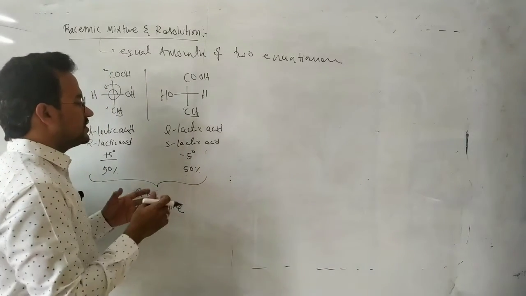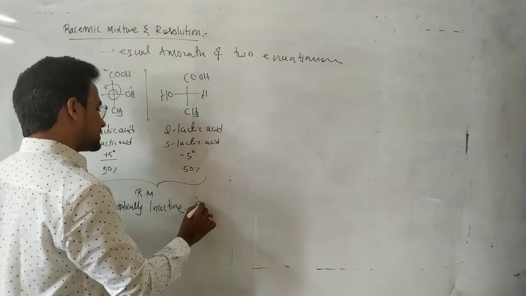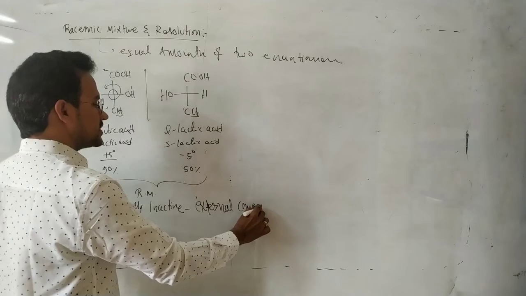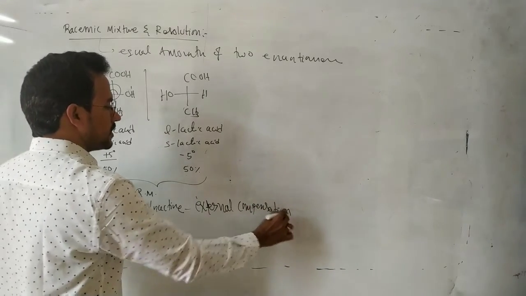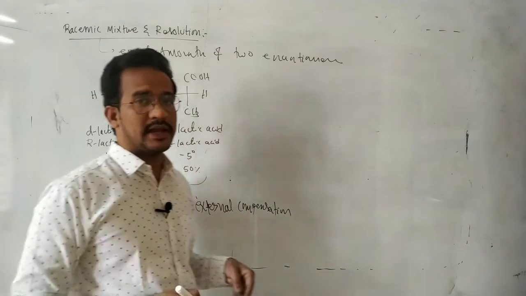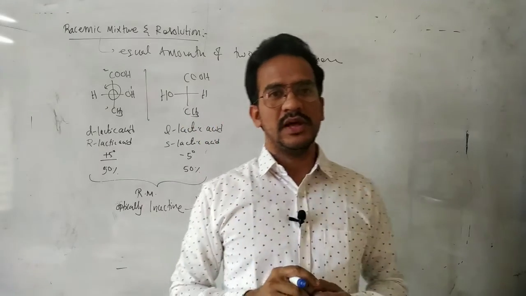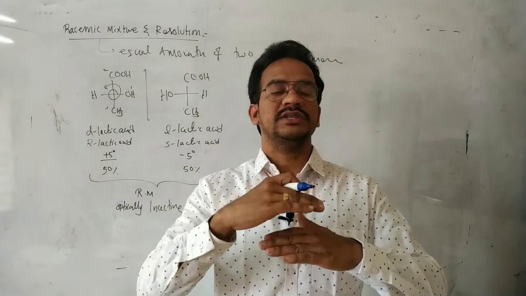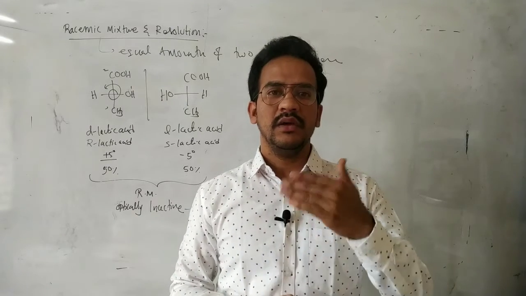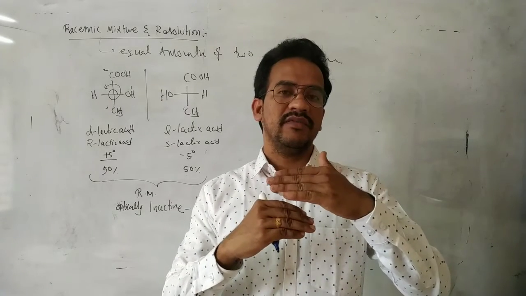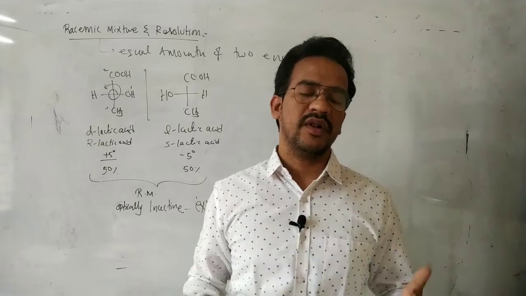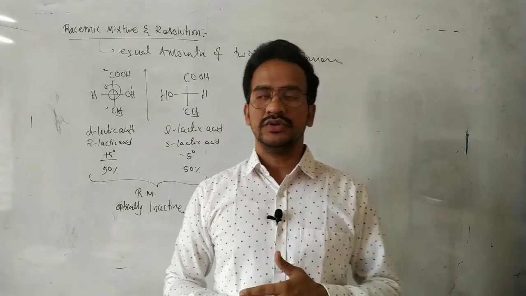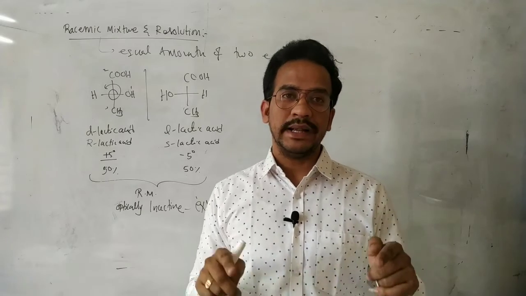This phenomenon is known as external compensation. Meso compounds are also optically inactive due to a plane of symmetry. That is called internal compensation, because in a meso compound the molecule is divided into two equal halves which are mirror images. So half of the rotation is cancelled by the other half. So a meso compound is optically inactive due to internal compensation.